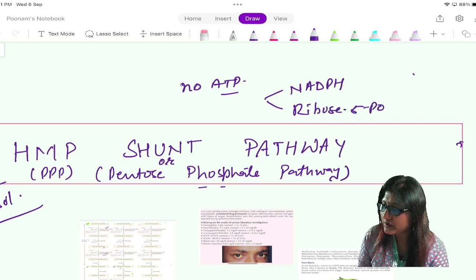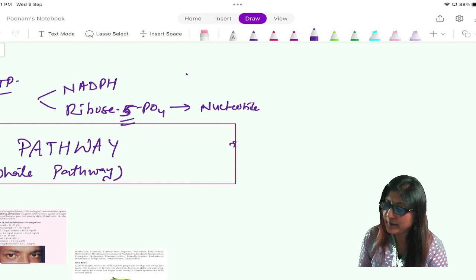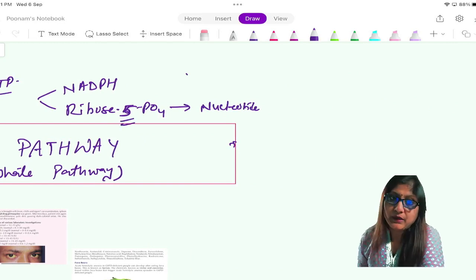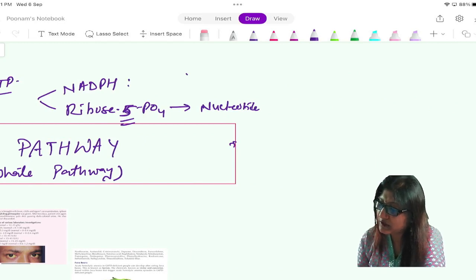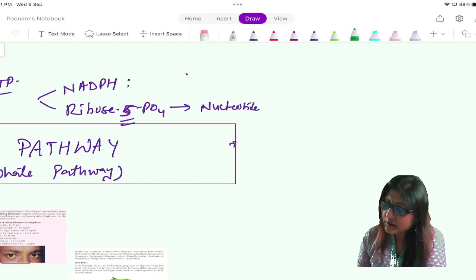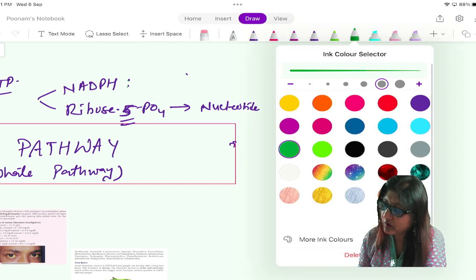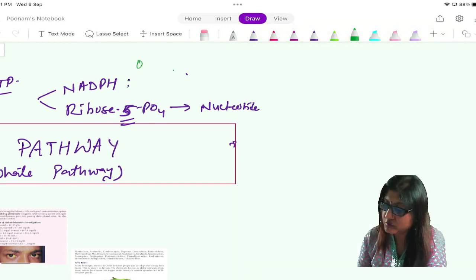You know the importance of ribose 5-phosphate. It is needed for making nucleotides, and all cells need nucleotides. So ribose 5-phosphate actually comes from this HMP shunt pathway. As far as NADPH is concerned, it is needed for handling the oxidative stress in the cell. So oxidative stress is being handled, right?